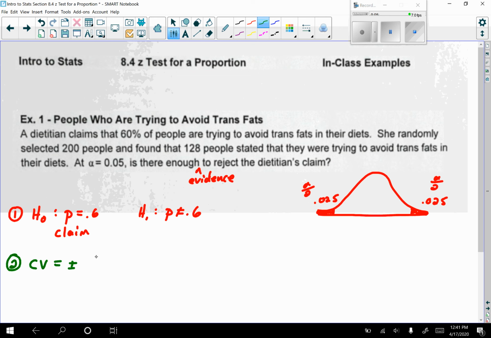Now if you're typing in the 0.025 as the area, it's only giving you a negative 1.96, but we have it at both. So we have a negative 1.96 to the left and a positive 1.96 to the right. So those are our critical values.